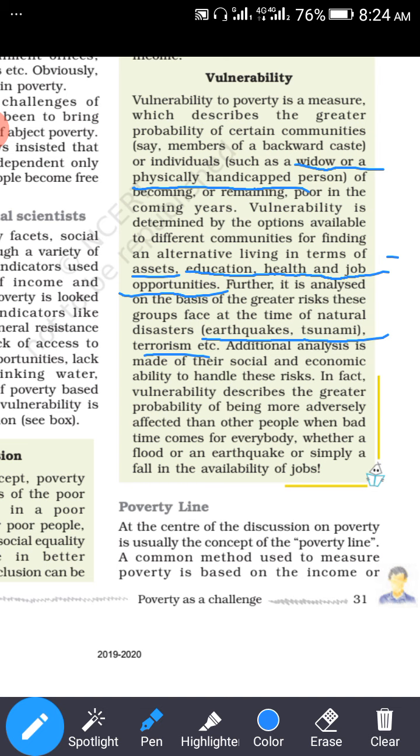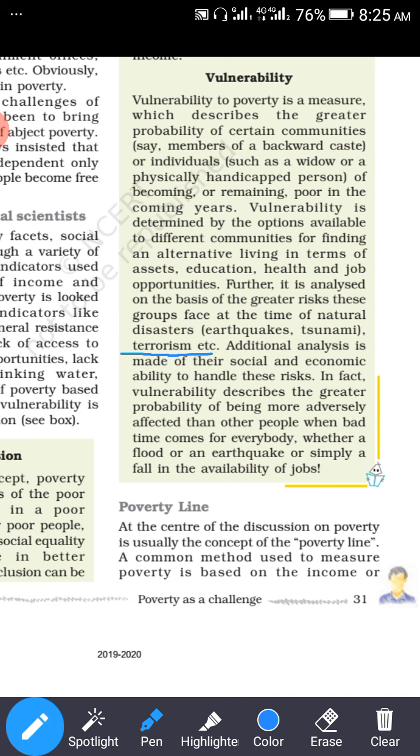All of these destroy the society. And then what happens to their social and economic ability to handle this risk, because of the loss of property and life. Jammu and Kashmir people earlier, the original people, were very rich, but now those who have migrated from Jammu and Kashmir are not in good condition. Why is that? Because of the man-made disaster.